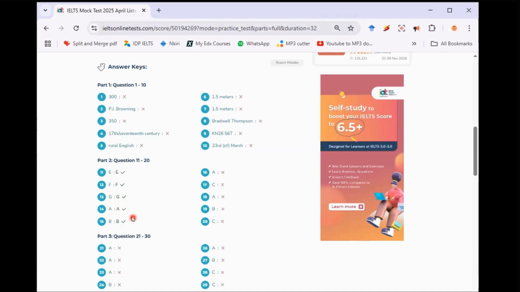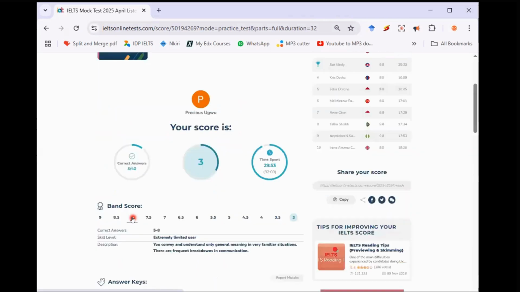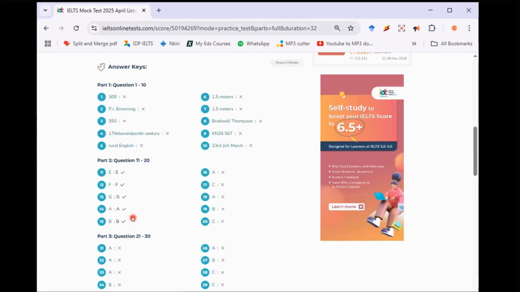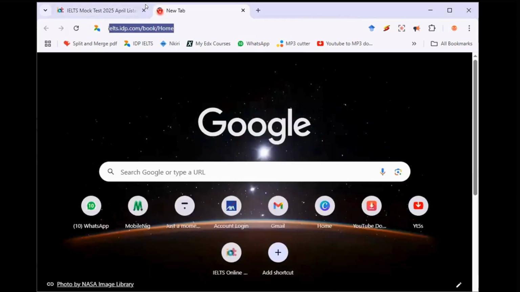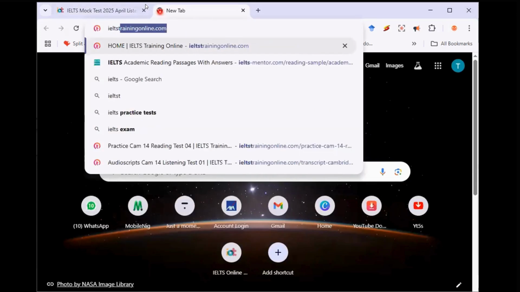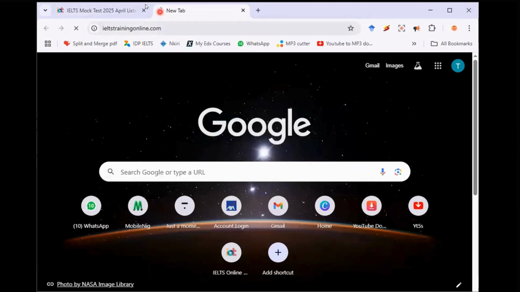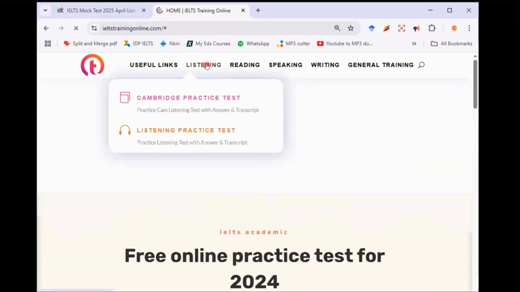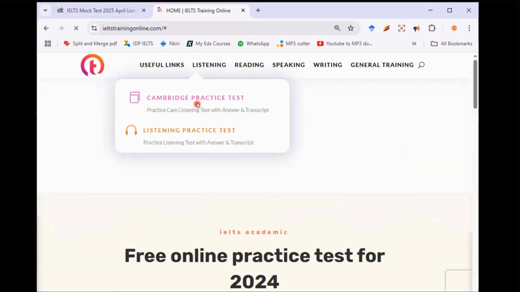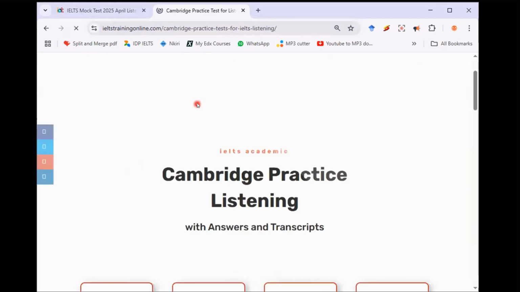That is extremely important when it comes to IELTS listening. So for IELTS listening, take the time to practice. Do lots of practices. You can do your practices on this website, IELTSonlinetests.com. Another website where you can practice is IELTStrainingonline.com. Look at this site. If you go to this site, just come to listening, click on listening and you can pick Cambridge practice test and begin to take them one by one.